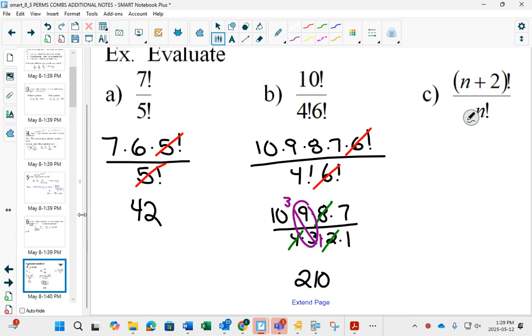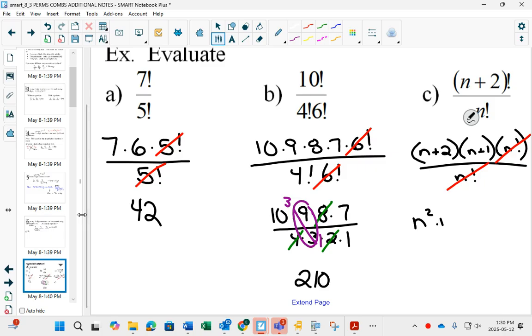And the strategy stays the same even if you're dealing with variables. You have to see which one is bigger. And n plus 2 is bigger than n plus 1. So we start with n plus 2. 1 less would be n plus 1. And we keep going until we get to the 1 on the bottom, which is n factorial. And those will cancel out. So you could leave it either factored as n plus 2 times n plus 1, or if you multiply this out, it would be n squared plus 3n plus 2.